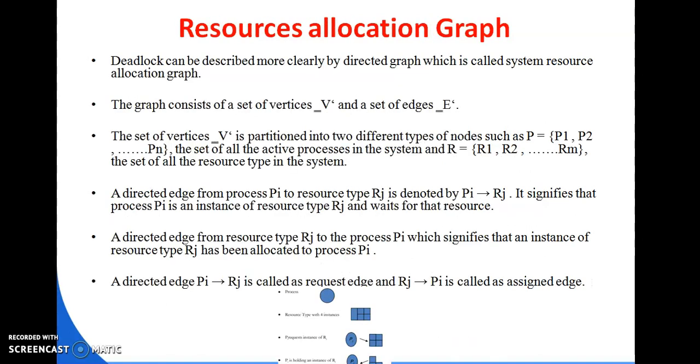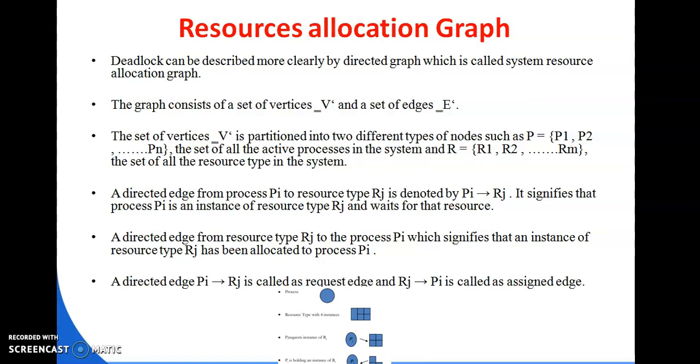Next is the resource allocation graph, an important concept. Deadlock can be described more clearly by a directed graph, which is called the system resource allocation graph. The graph consists of a set of vertices V and a set of edges E. The set of vertices V is partitioned into two different types of nodes: P equal to P1, P2 up to Pn, the set of all the active processes in the system, and R equal to R1, R2 up to Rn, the set of all the resource types in the system.